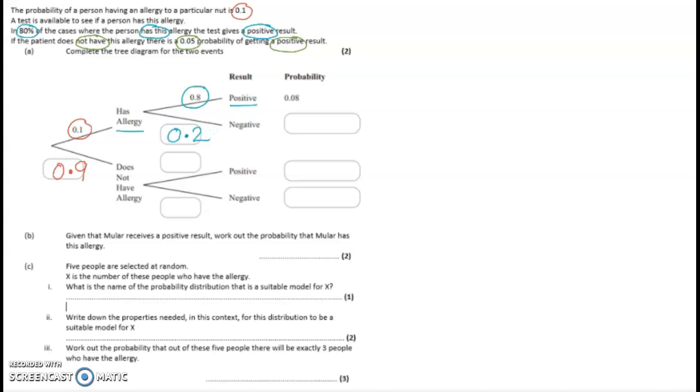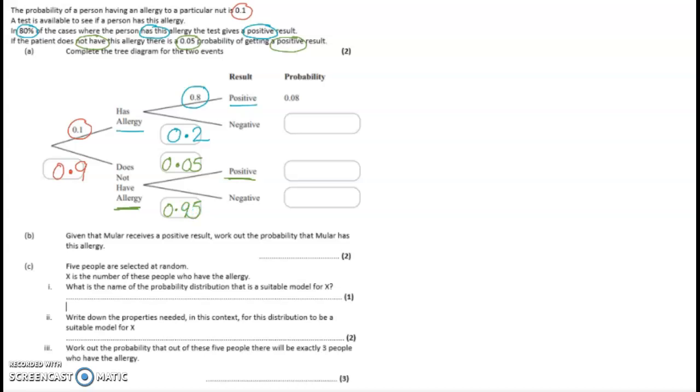The final pair of branches are totally blank, so we need to use the information from the third line. If the patient does not have the allergy, then there is a 0.05 chance of getting a positive result. And therefore, because each pair of branches must total 1, this on the bottom must be 0.95.